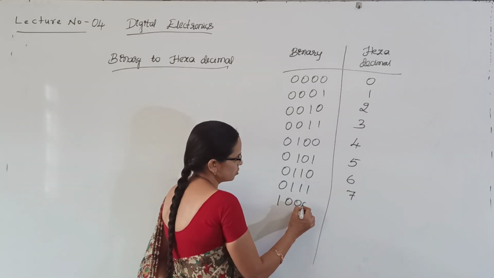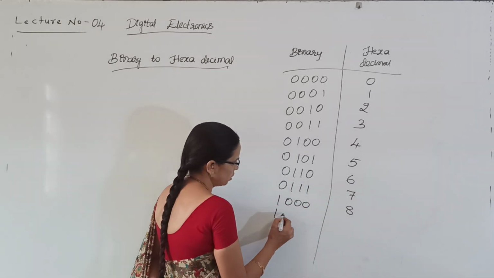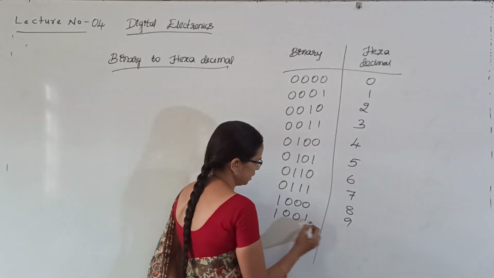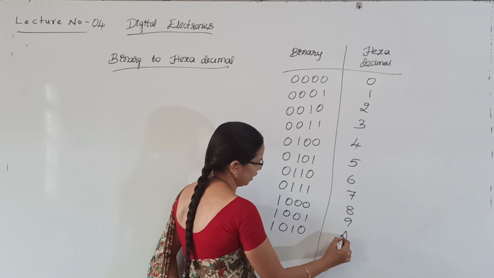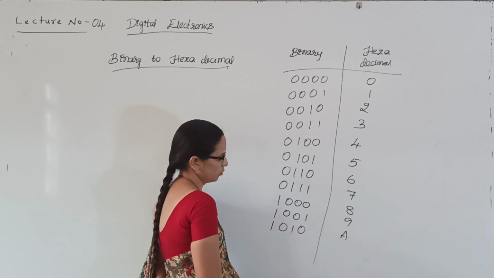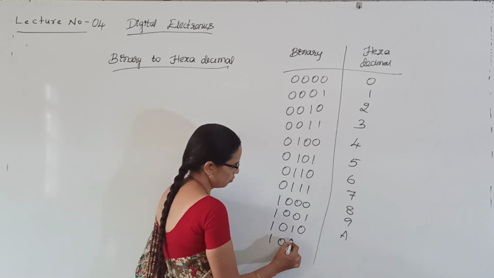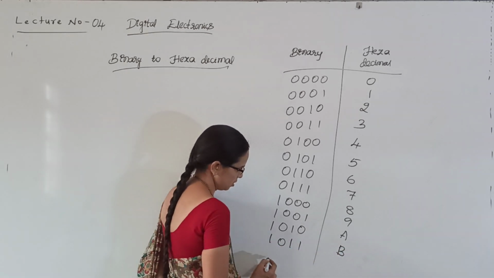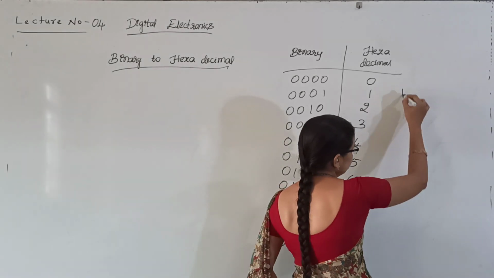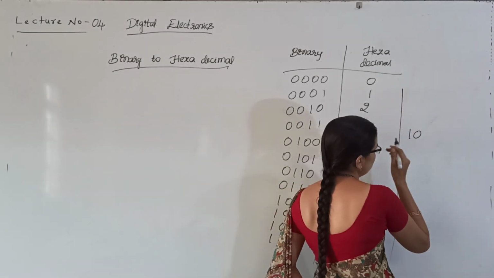And 1, 0, 0, 0 is 8. 1, 0, 0, 1 is 9. 1, 0, 1, 0 is A here. Okay. 1, 0, 1, 1 is B. Right here. 1, 0.